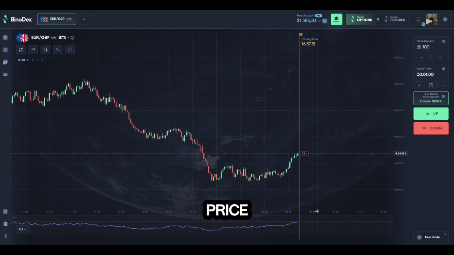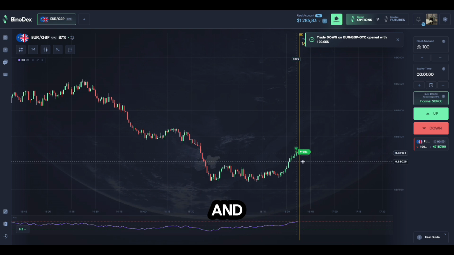We can see that the price is touching the oversold zone, so let's open a trade for a decrease right after this candle closes. Alright, let's wait 20 seconds and then open a trade for a decrease. Okay, 1 second left. We open a trade for a decrease and wait.